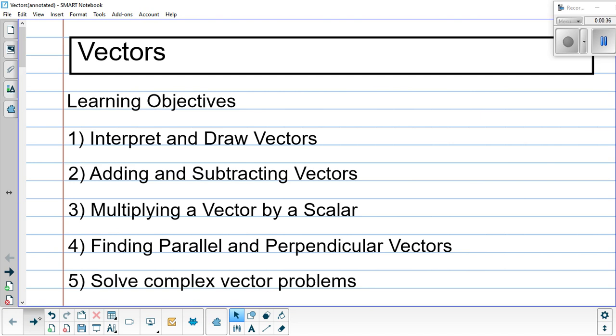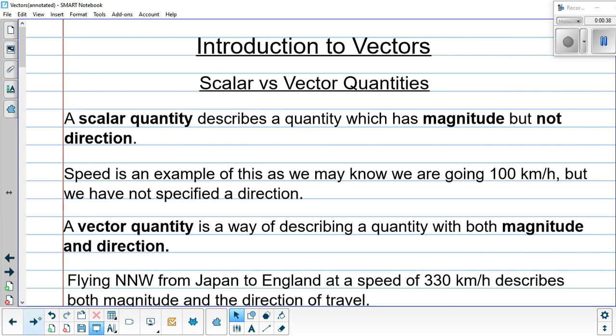So, to start off, what is a vector? Well, to understand vectors, we have to talk about quantities. Anytime we talk about quantities, there's scalar and vector quantities. Scalar quantities and vectors we've both dealt with in the past, but now we're going to make a clear distinction. A scalar quantity describes a quantity that has magnitude but not direction.